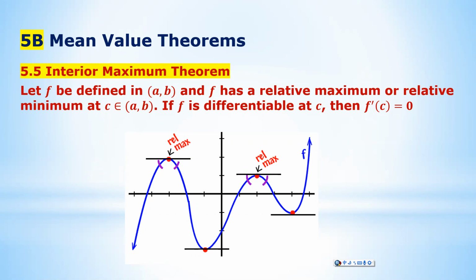Obviously, it's true. When the tangent line becomes flat, it's parallel to the x-axis. The derivative is the slope of the tangent line. So at this point, the derivative must equal 0. That's the reason why at a maximum or minimum, the derivative always equals 0. So here, what we're trying to do is give a proof.